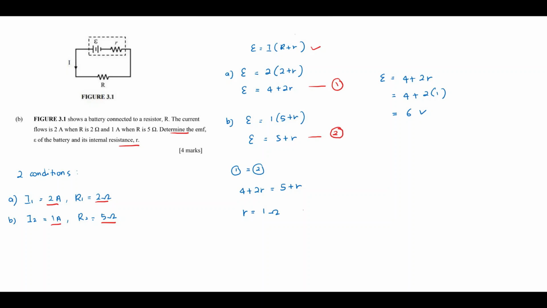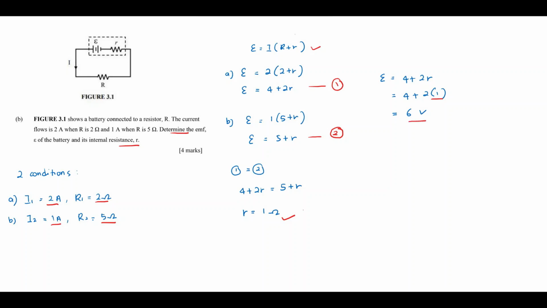So by equating equation 1 and 2, we get 4 plus 2r equal to 5 plus r. Then calculate, we get r equal to 1 ohm. So settle for internal resistance. Then to find EMF, we can use either equation 1 or equation 2. So let's say we use equation 1. So EMF equal to 4 plus 2r. Then we substitute r equal to 1 ohm. So we get EMF equal to 6 volt.